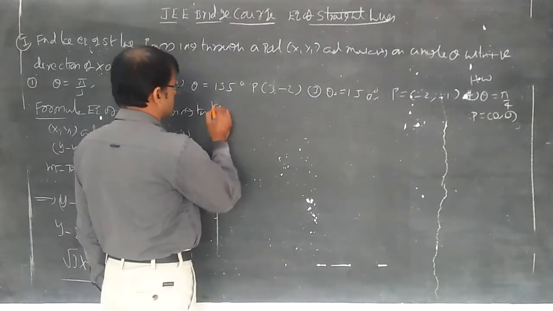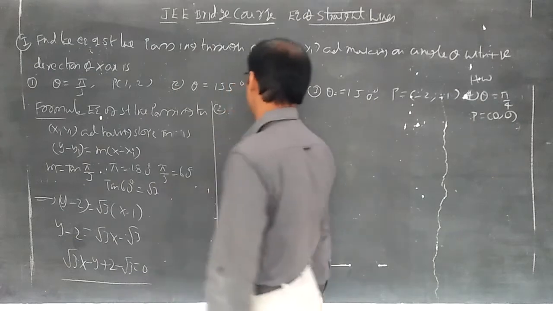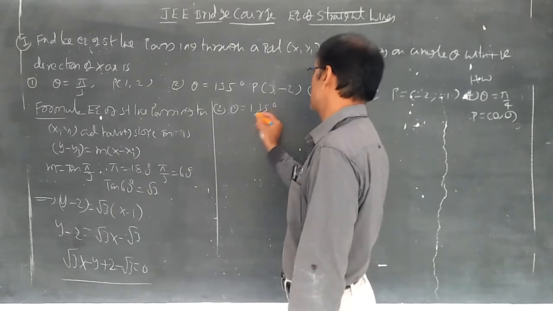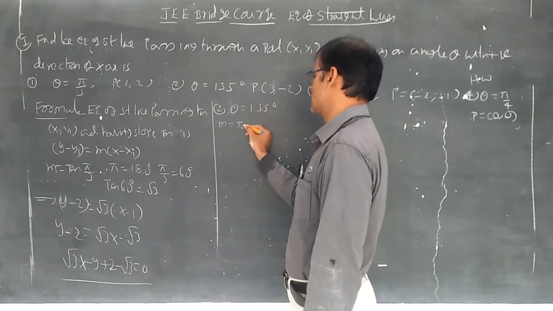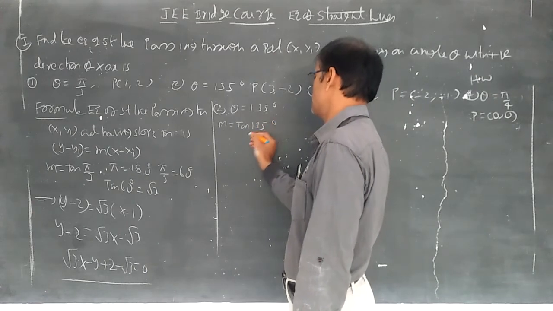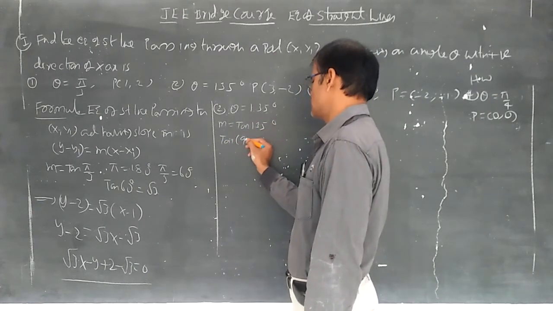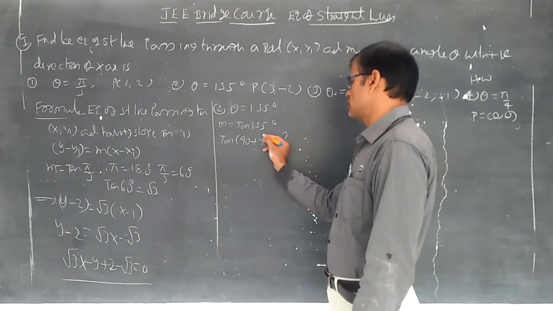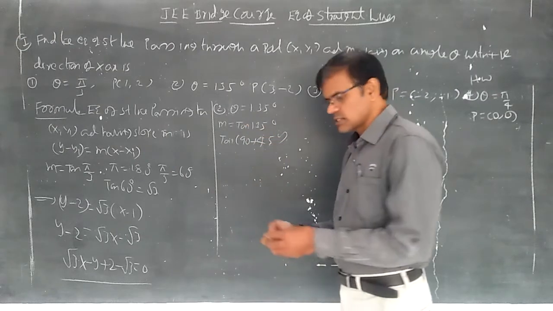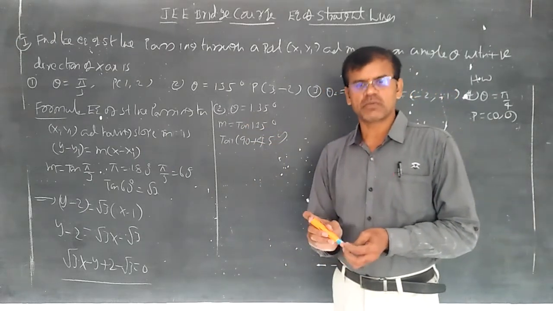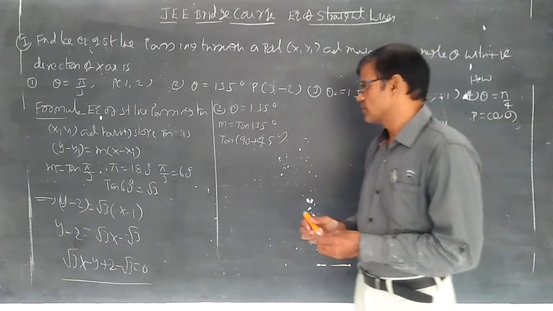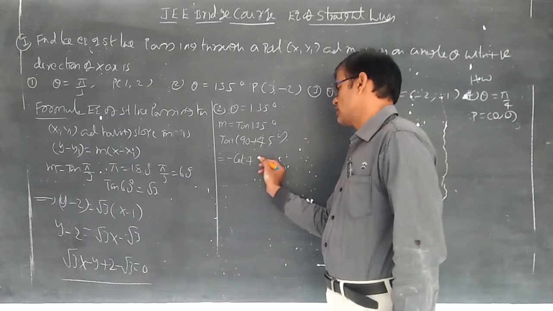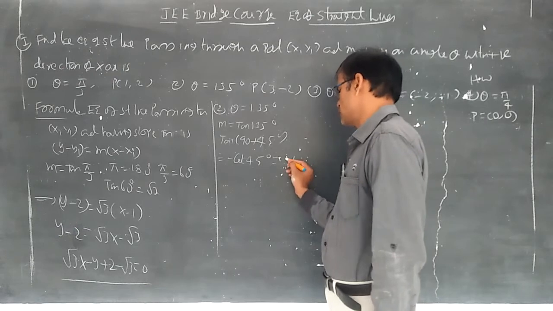Next, second one. Theta is equal to 135. M is equal to tan theta is equal to tan 135 degrees. Tan 135, I said that yesterday also: tan of 90 plus 45, according to the allied angles concept. Tomorrow in trigonometry class I will explain in a detailed manner. Tan 90 plus 45 is minus cot 45, and cot 45 value is 1, so it is minus 1.